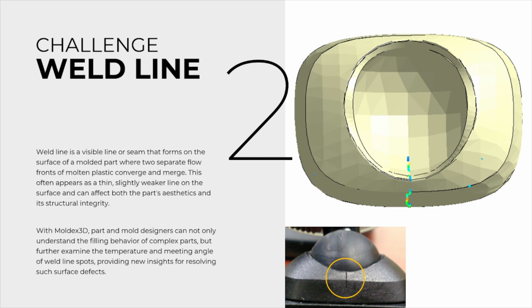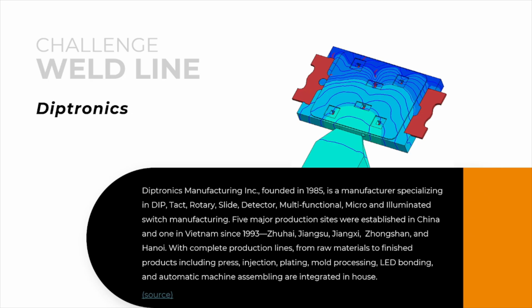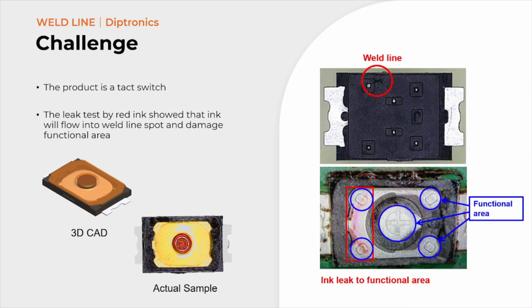Weld lines are caused by two melt fronts coming together, and the strength of that weld line is going to be dependent on the ability of the polymer chains on either side of the weld line to entangle with one another. The first case study from Diptronics is on a tack switch, and this tack switch needs to be airtight in order to perform functionally in the real application.